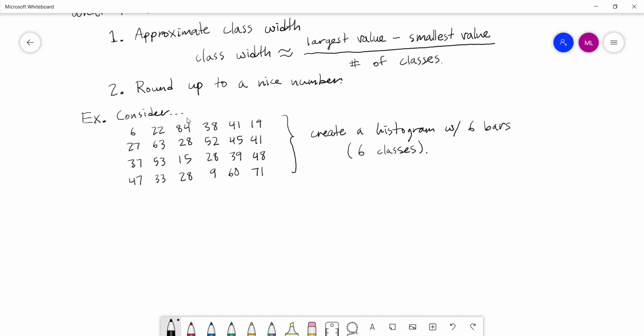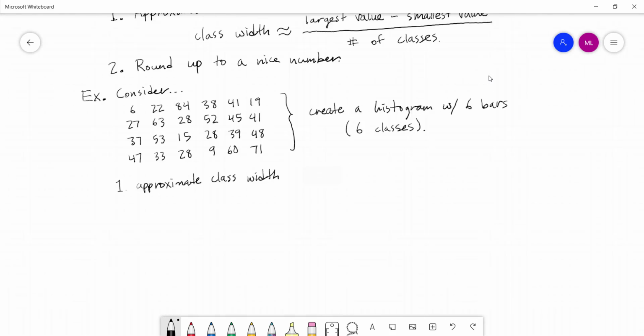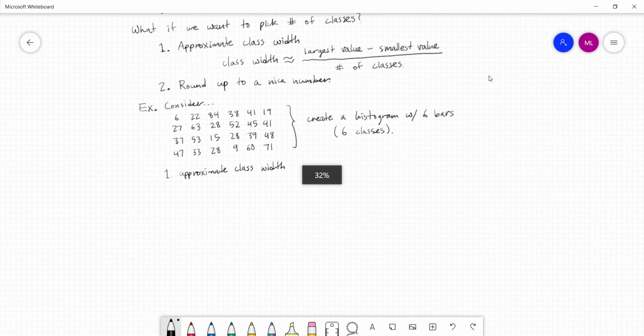How would we set this up? So we've picked our number of classes to be 6. The next step is to create our class width. So step 1 is to find the approximate class width. And our approximate class width in this case is going to be equal to, let me just zoom out a little bit so we can see the formula.